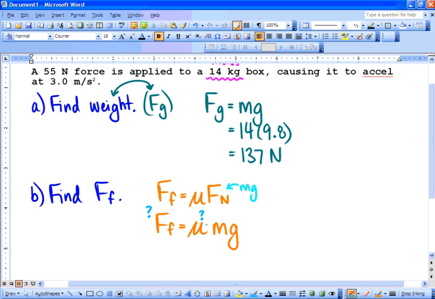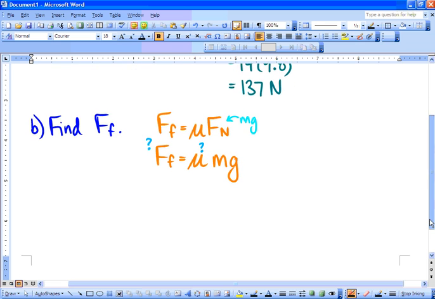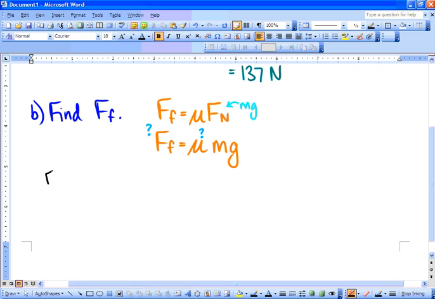So let's do something different. Let's just think about this in a different way. We were told there was some force being applied to the box, making it accelerate. Sounds like there's a lot of forces acting on this thing. So why don't we sketch ourselves a little free body diagram, and let's see if we can figure out what's going on with all the forces. So we'll draw an FBD.